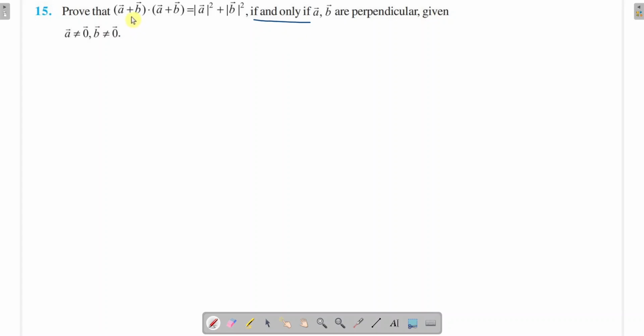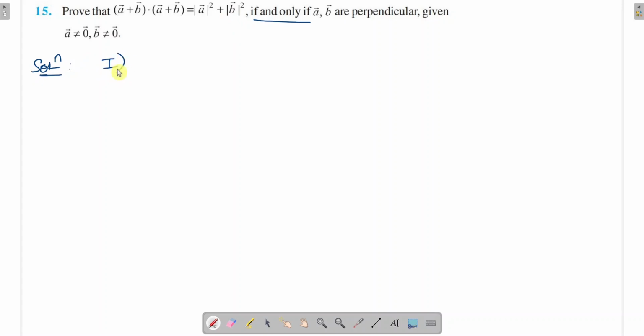So what we have to do is, let this be true, and we have to prove that this statement is true. And then again, let this be true, that is a bar and b bar are perpendicular, and we have to prove that this is true. Okay, so let us start solving this problem.